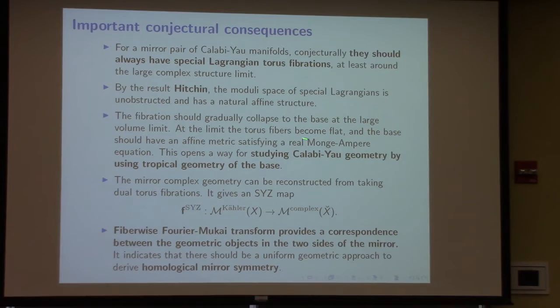So the torus fiber becomes flat, and the base becomes an affine manifold with a Hessian metric, satisfying a real Monge-Ampère equation. So this gives rise to an interesting way to study Calabi-Yau geometry by using tropical geometry on the base. Because now you have an affine metric where you study strings and how they intersect and all that. And there's a real Monge-Ampère equation governing the way it moves.